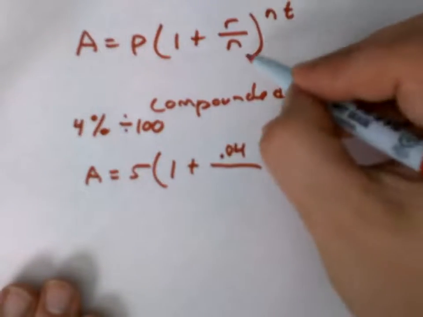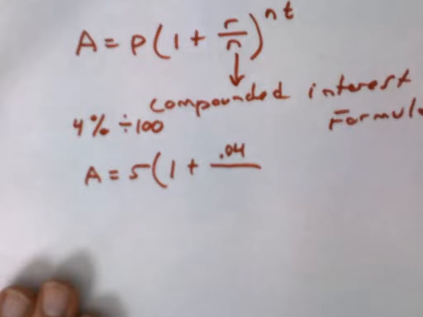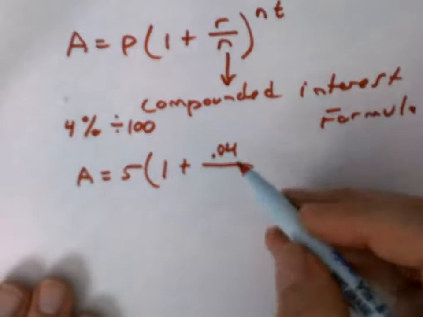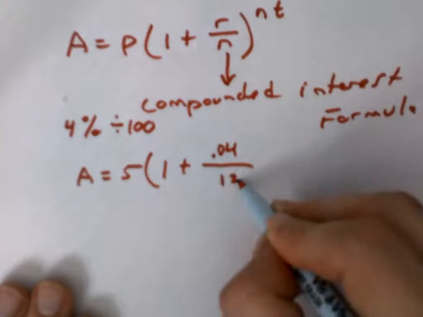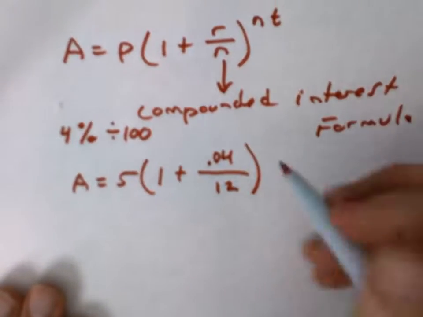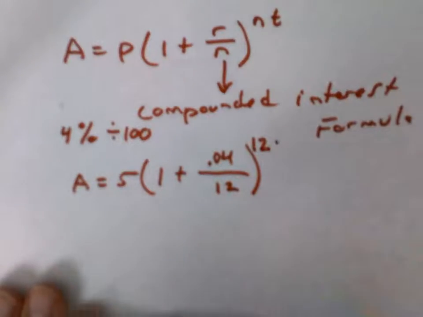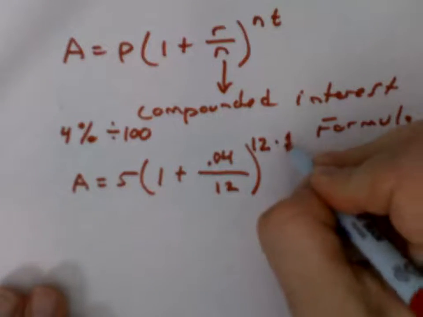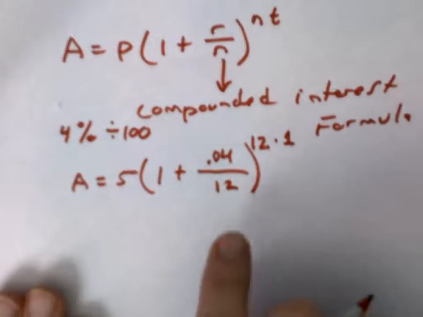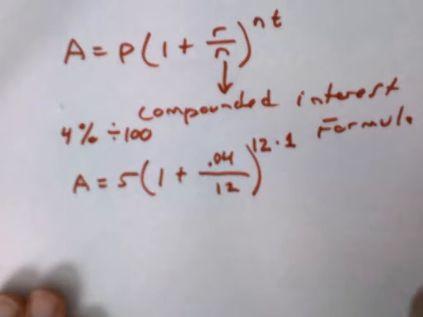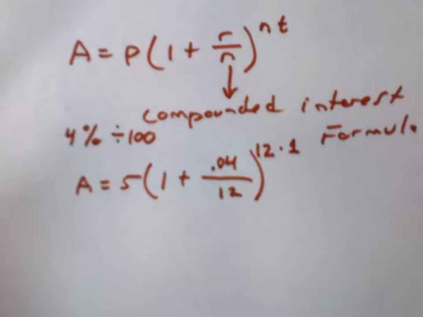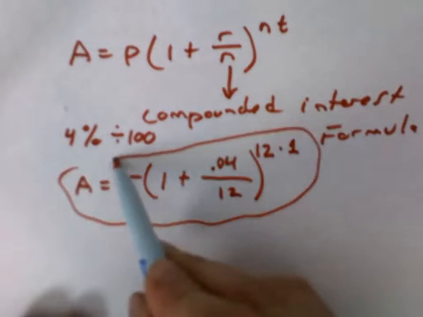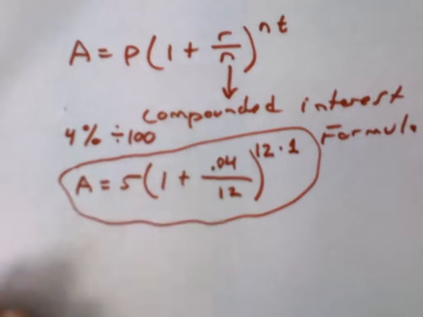The N is where you compound. Let's say this was compounded monthly. How many months are in a year? I'm hoping you say 12, and you would take that 12 and move it here. Let's say you wanted to do it for 1 year. That's where you put the 1. So that's monthly. Quarterly, daily, annually is 1. That's the idea with the compound interest formula.